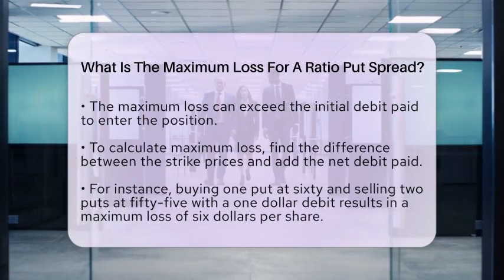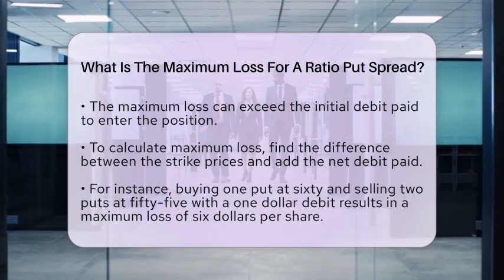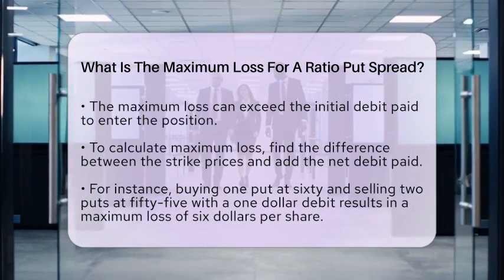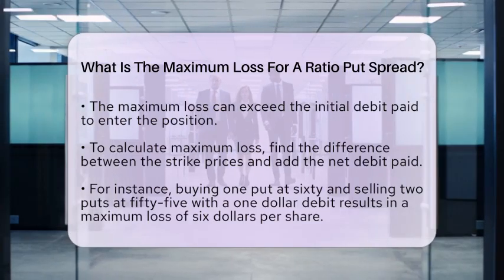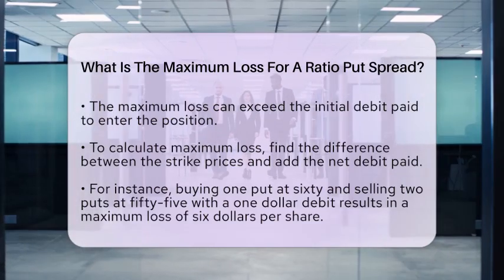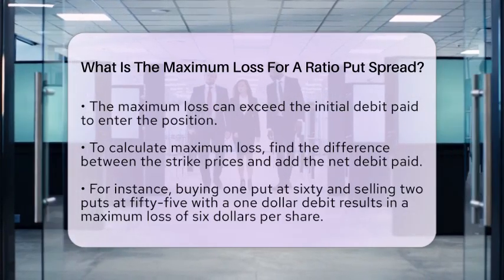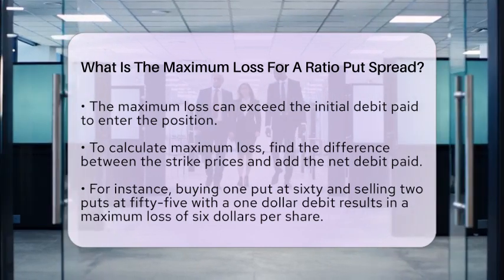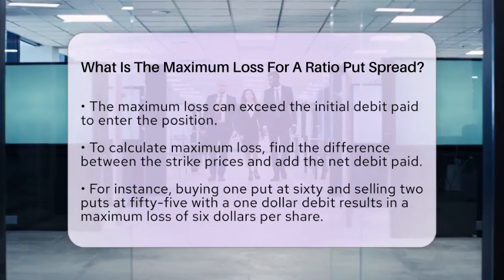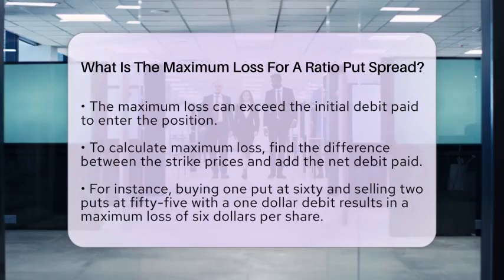to incur large losses. For example, if you buy one put option with a strike price of 60 and sell two put options with a strike price of 55, and you paid a net debit of $1, your maximum loss would be calculated as follows. The difference between the strikes is $5 plus the $1 debit, leading to a maximum loss of $6 per share. If the stock price falls far below 55, you could potentially lose up to $6 per share.